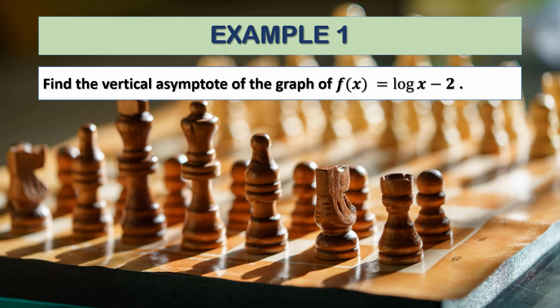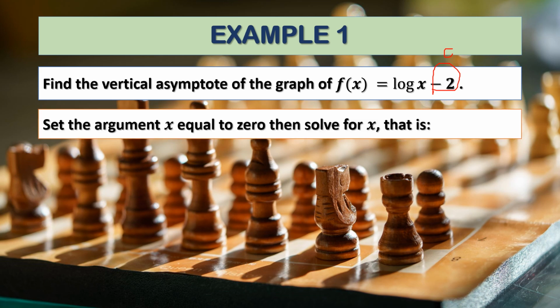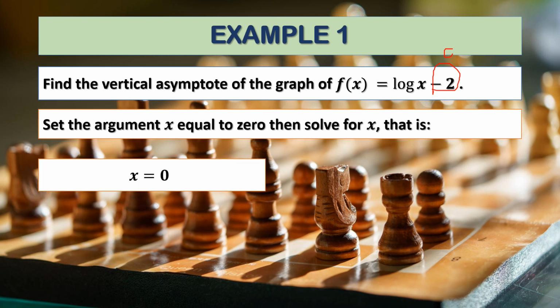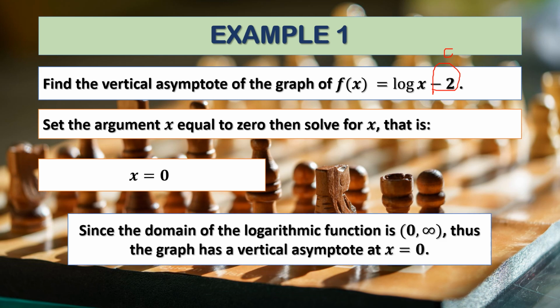Let's have example 1. Find the vertical asymptote of the graph of f of x is equal to log of x minus 2. In this function, minus 2 is the c. So set up the argument x equal to 0, then solve for x, and that is x is equal to 0. We are not going to include minus 2 because it is c. Since the domain of the logarithmic function is 0 to positive infinity, the graph has a vertical asymptote at x is equal to 0.